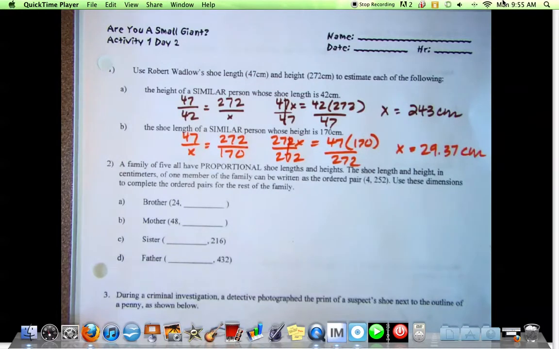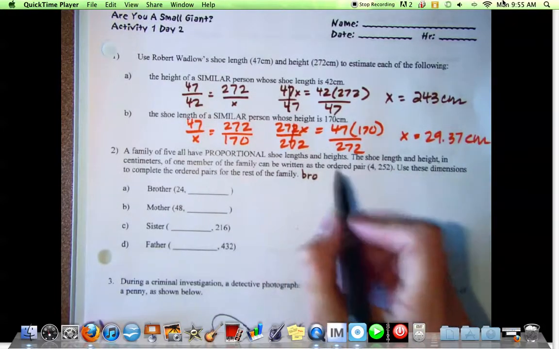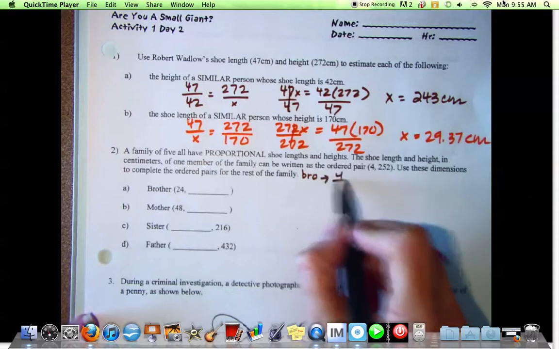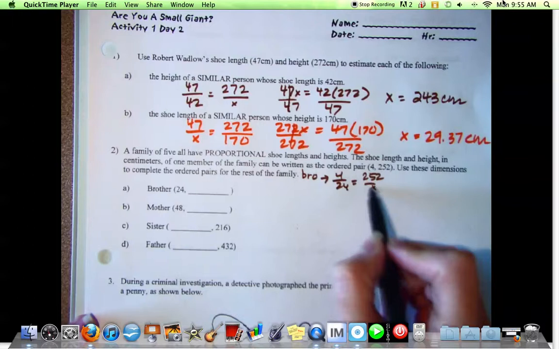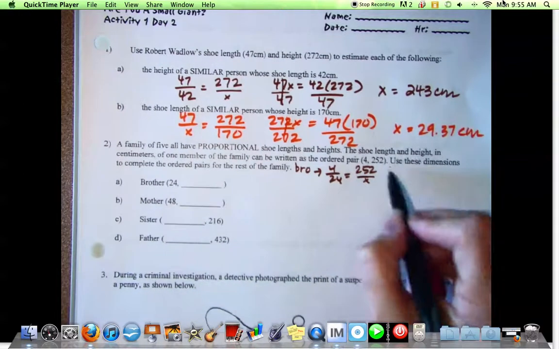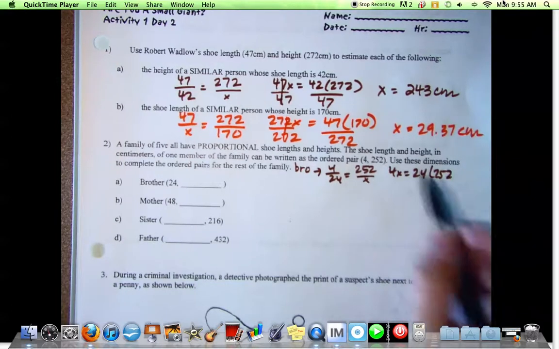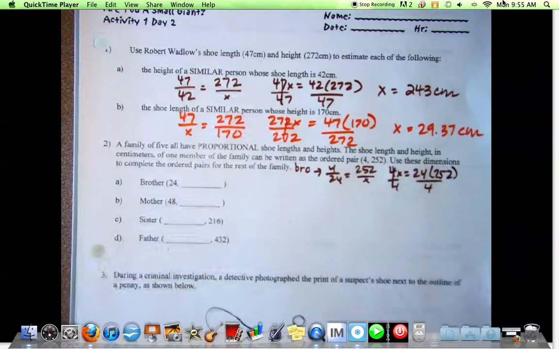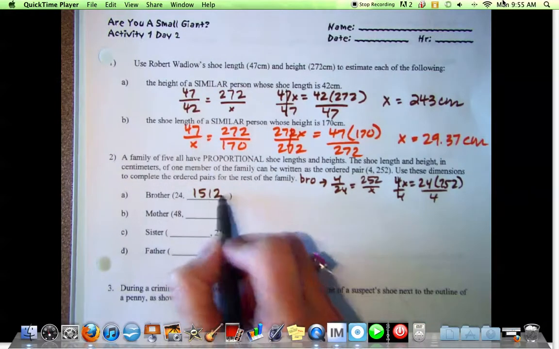Proportions. So the first one for the brother, 4 over 24. What's my proportion going to look like? 4 over 24 equals 252 over x. Okay, what am I going to do? 24 times 252, and then? Divide by 4. And 1,512.